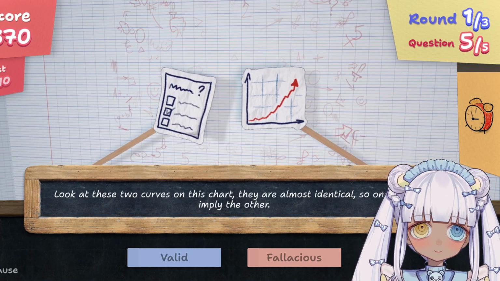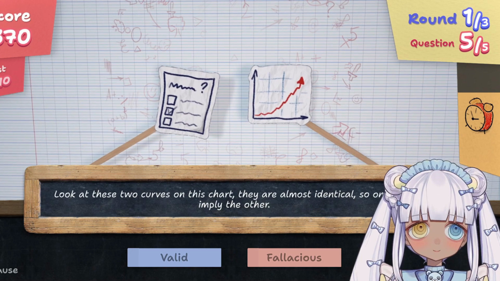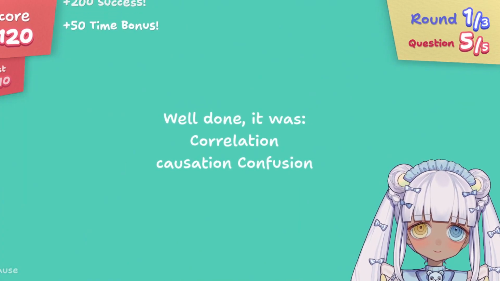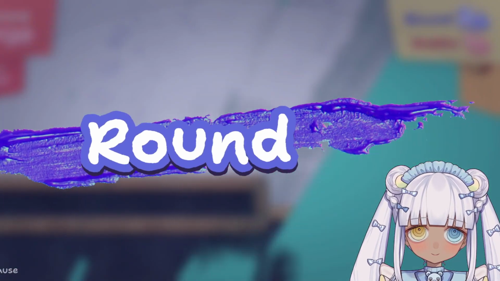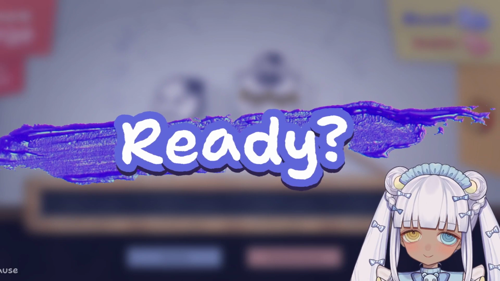Oh, look at these two curves on this chart. They're almost identical. So one must imply the other. No. Wrong. Correlation, causation, confusion. I'm not going to remember any of these definitions. And that is a valid statement.